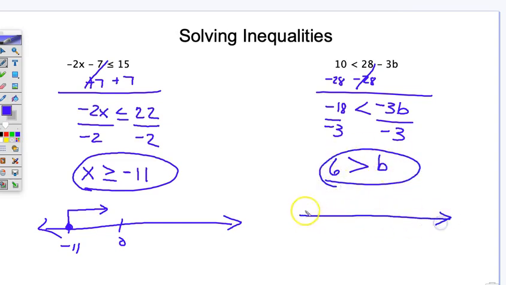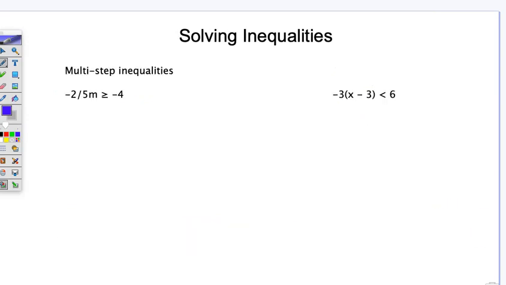So providing that graph that must accompany the solution, b is less than 6. So here's positive 6, an open circle. Since the value b is somewhere less than 6, it has to bold to the left. And finally, there's a couple more examples here, so let's go ahead and finish these up.